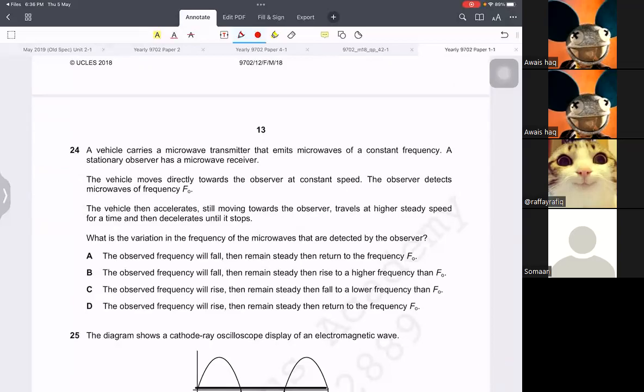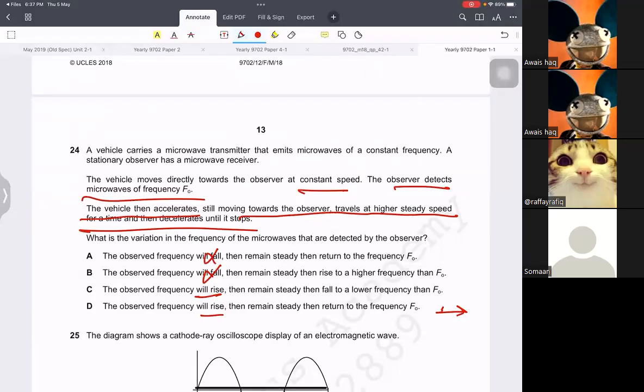A vehicle carries a microwave transmitter that emits microwaves of constant frequency. A stationary observer has a microwave receiver. The vehicle moves towards the observer at constant speed, and the observer detects a microwave frequency. The vehicle then accelerates, still moving towards the observer at a higher speed. First, the frequency should be higher because it's moving towards the observer. So it will be this or this. These two are wrong. Then for some time, because it's constant speed, it should remain steady. And then if it's accelerating, the frequency should change even more. It has to be C.